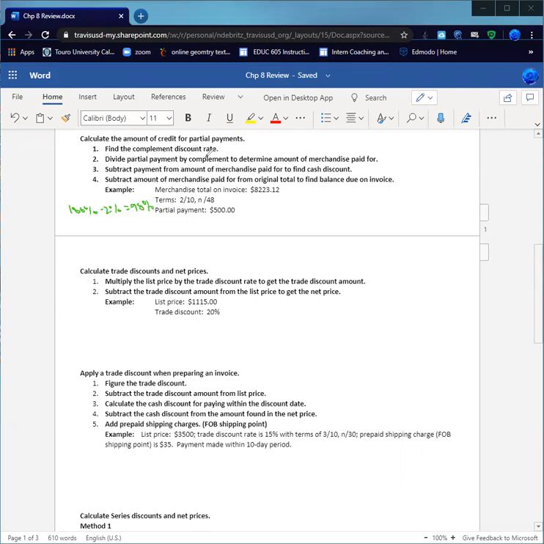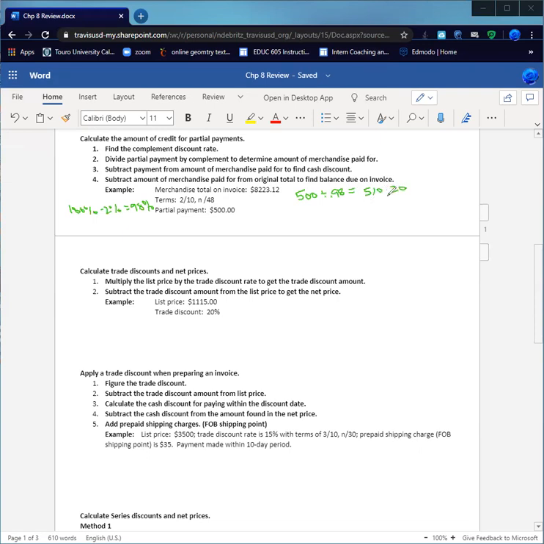So I find the complement. Then I divide the partial payment by the complement to determine the amount of merchandise. So this right here, I'm going to divide by the complement. So $500 divided by the 0.98 or 98%, which is going to give me $510.20. That's the amount of merchandise that was actually purchased.